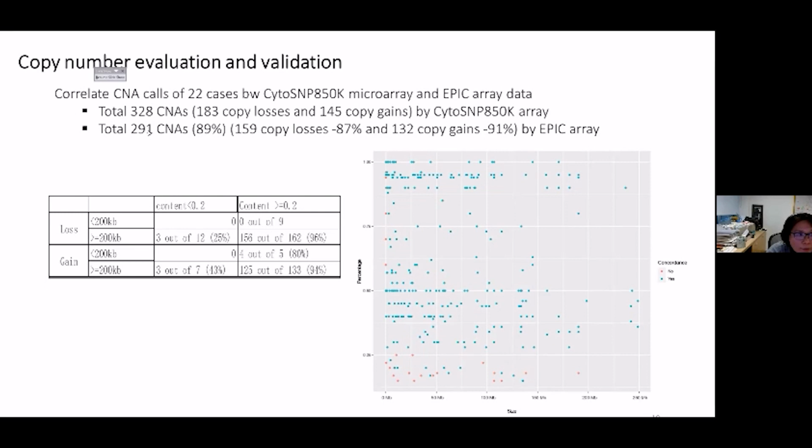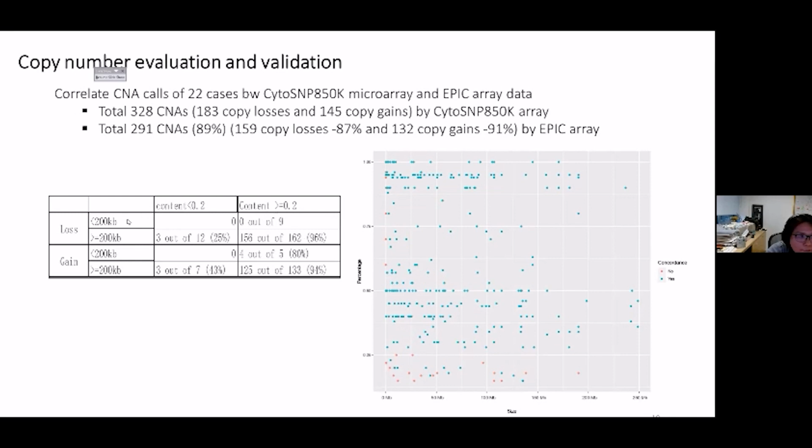Actually, all 291 copy number alterations by EPIC array were detected by the CytoScan microarray, but there are some copy numbers by CytoScan microarray that were not detected by EPIC array. This plot shows that the blue dots are detected by both platforms, and the red ones are only detected by CytoScan array. You can see that the red dots are usually below 25% tumor content and are small copy number changes.